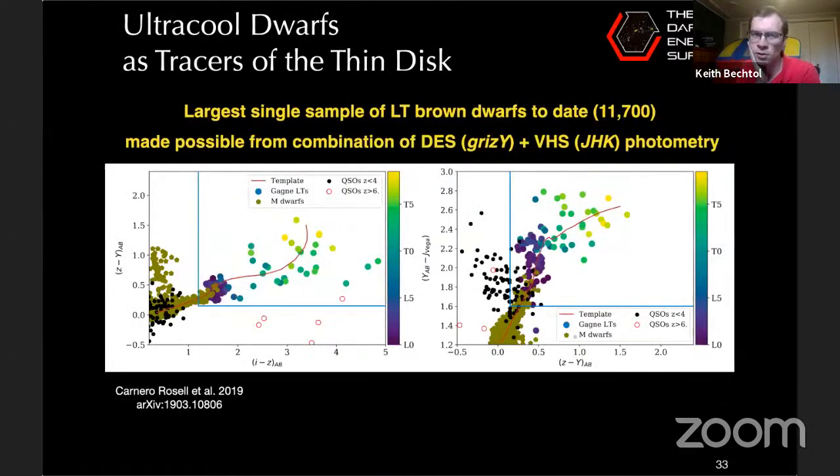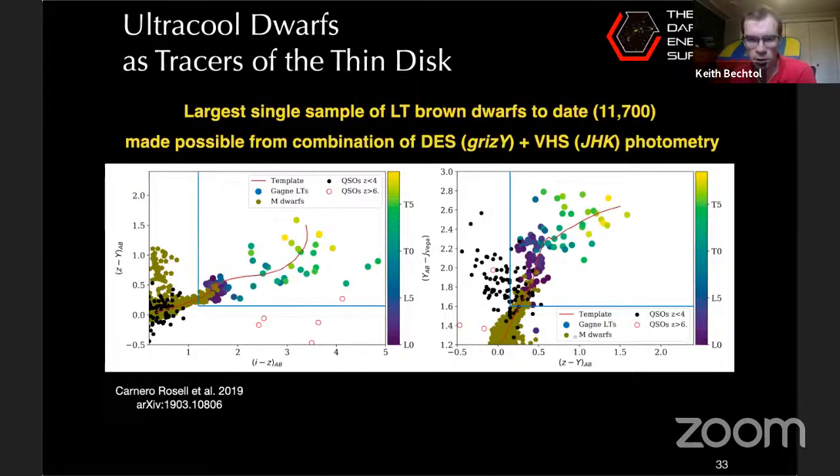Another population of interest is the ultracool dwarfs. Sometimes these are called brown dwarfs. They're the LT spectral types. So DES has amassed the largest sample of these ultracool dwarfs to date, nearly 12,000. This was a study based on the Y3 data. And this was made possible by using a combination of the DES photometry and the VHS, and so basically having this wavelength coverage going all the way through the optical and extending into the near infrared. AllWISE was also used as part of the study.